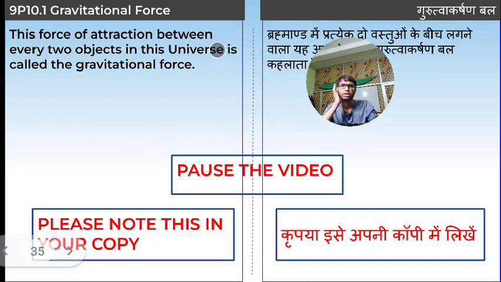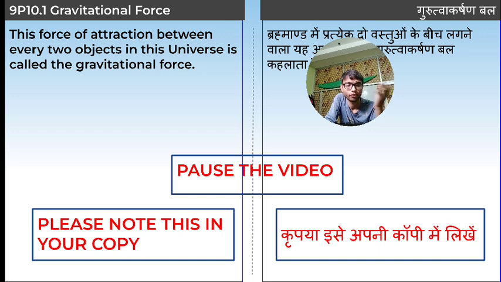The force of attraction between every two objects in this universe is called the gravitational force. We are crystal clear that two or more objects will attract each other, not repel each other. This is what gravitational force is. And you know that gravitational force is the weakest force. When two objects are attracted to each other, the gravitational force is very weak, which is natural. It is happening naturally.